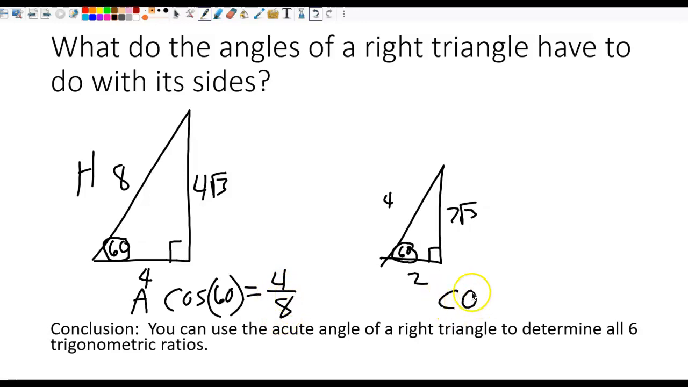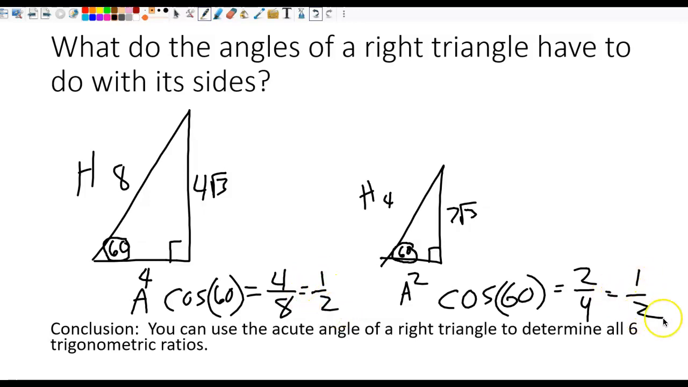Let's do cosine of this triangle over here. What's cosine of 60 on this triangle? It would be adjacent over hypotenuse still, right? So it's 2 over 4. Now they look different, right? Cosine of 60 is 4 over 8, and cosine of 60 is 2 over 4. But guess what happens? If you reduce these, you get the same answer. Okay, so cosine of 60 degrees, no matter how big the triangle is, is always the same ratio. It's 1 to 2.